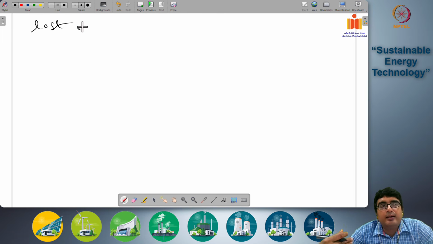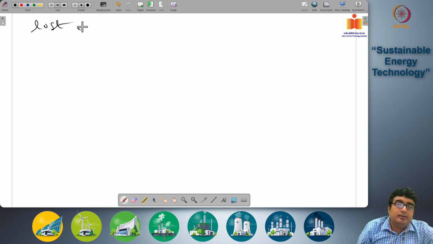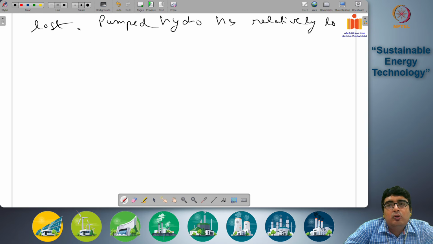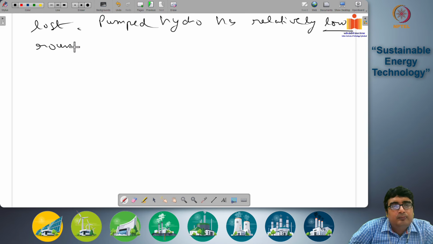Okay, so if you initially input, say, 1 gigajoule of electrical energy into your pumped hydro, you will only get around 0.4 to 0.5 gigajoule of electrical energy back. The rest will be lost due to inefficiencies in the system. So pumped hydro has relatively low round trip efficiency.